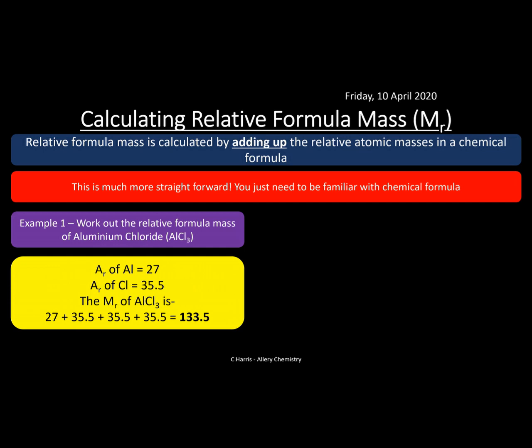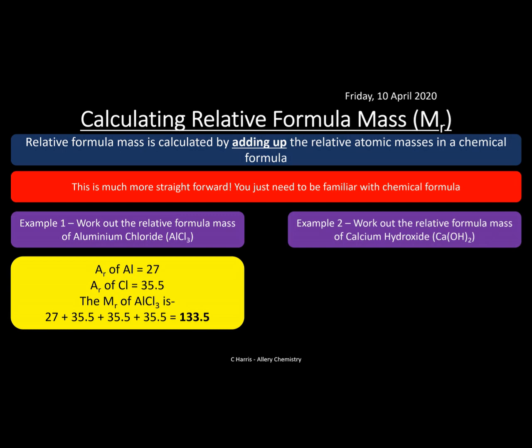The relative atomic mass of aluminium is 27, so we look in the periodic table for that. The relative atomic mass of chlorine is 35.5. So the relative molecular mass or formula mass, they basically have the same meaning, it's 27 plus 35.5, 35.5, and 35.5, because we have 3 chlorines, remember? So that's 133.5.